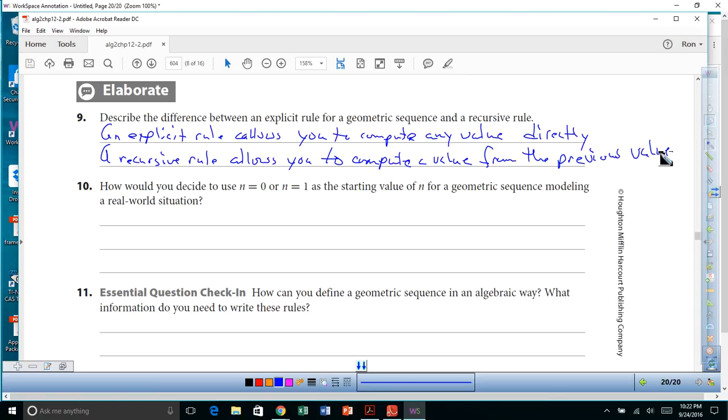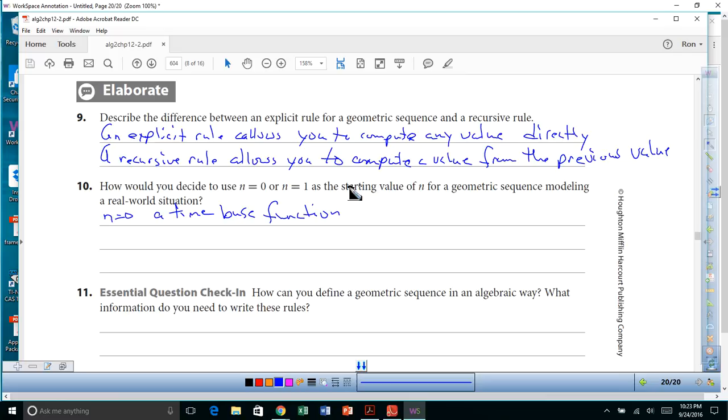All right, number 10. How would you decide to use n equals 0 or n equals 1 as a starting value for n for a geometric sequence modeling a real-world situation? Personally, I think the only time I use n equals 0 is for a time-based function.